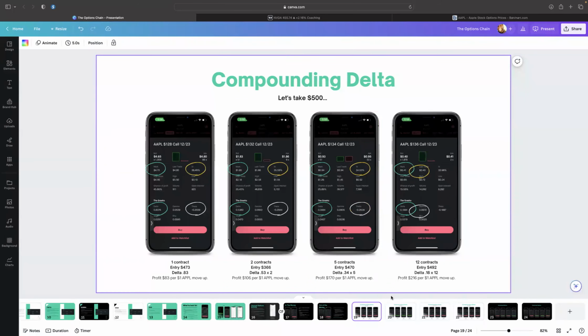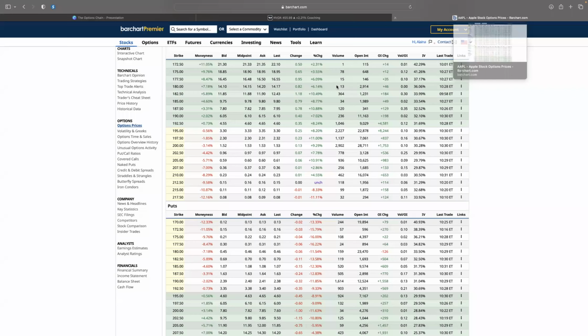As for brokerages or option screens, I like E-Trade. I like Thinkorswim. Those are my go-tos. Robinhood, I just don't want to say anything bad about them.